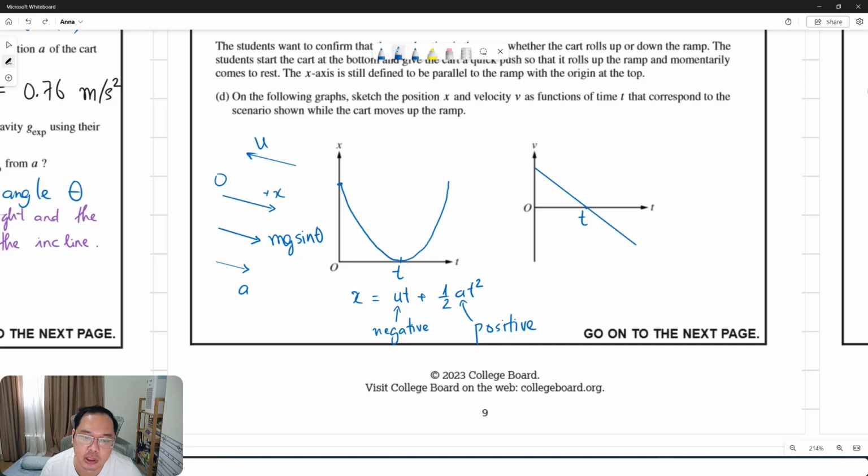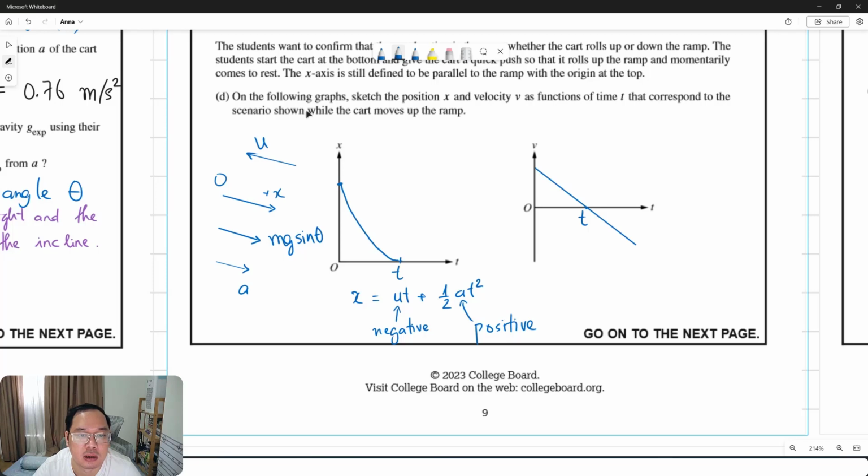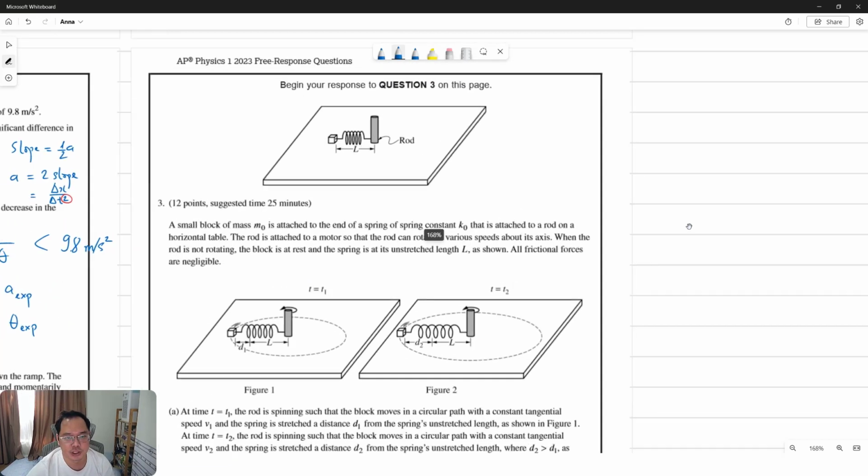This is the time t where it reaches the top, meaning the velocity becomes 0 at the top, and we don't even need to draw this part of the graph where the cart rolls down the incline again. The function of time corresponds to the scenario where the cart moves up the ramp, only when it moves up the ramp. Okay. Moving on, question 3.